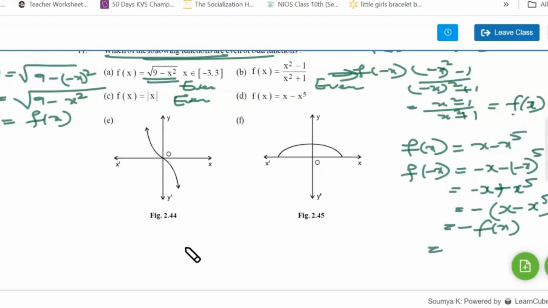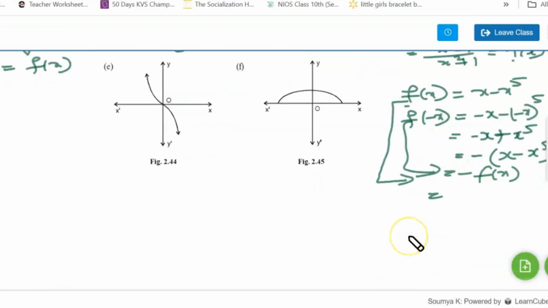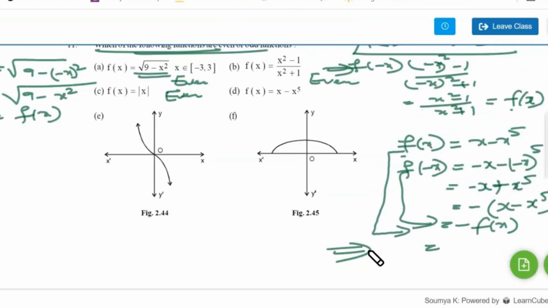Okay, so you can see here, this is satisfied for the odd function, and we can write it as an odd function.